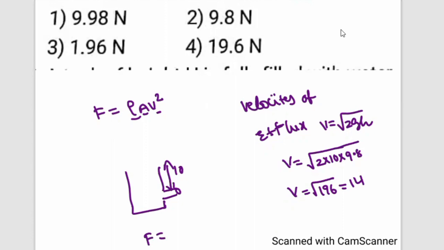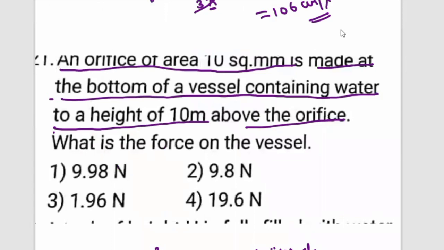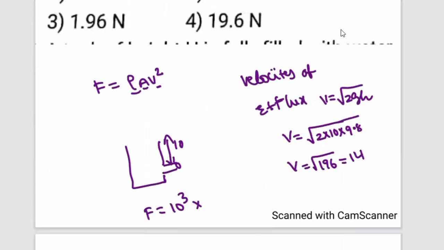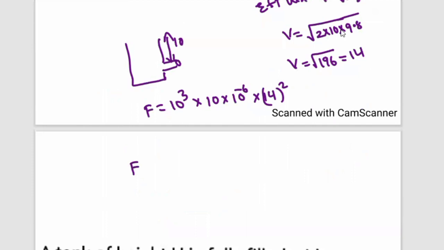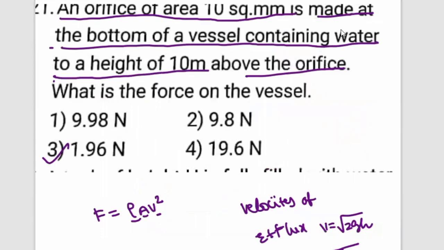Density of water is 10 power of 3, into area they gave. Area they gave as 10 millimeter square, 10 into 10 power of minus 6, into 14 square. 14 square means 196 only you can write. So here F is equal to 10 power of 3 into 196 into 10 power of minus 2 is equal to 1.96 Newton. Option 3 is correct.